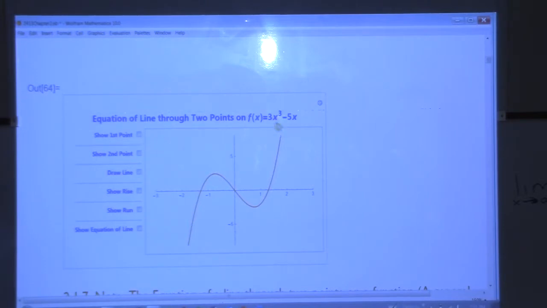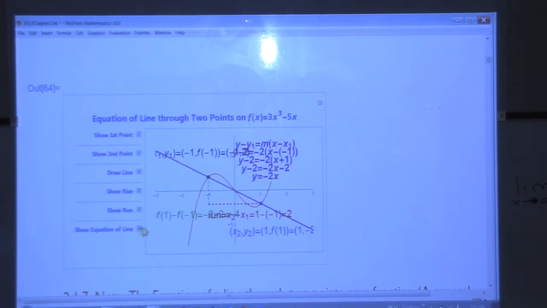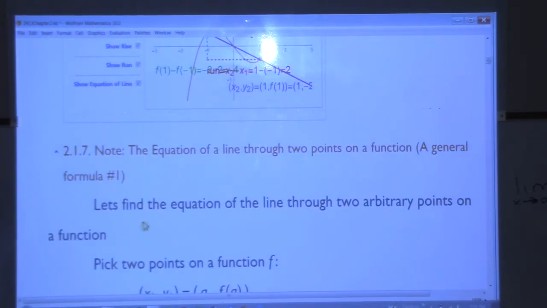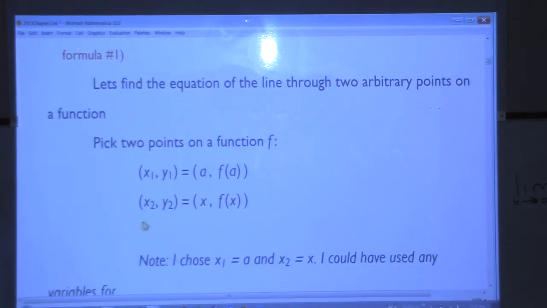So let's say we have this function here. See it right here? 3x cubed minus 5x. Here it is, a polynomial function. Let's say I go to some point right there. Then I grab a second point. And then I draw a line. And then I find the rise and the run. I should be able to come up with that equation, right? I'm not going to go through all those mechanics, because what we want is a general formula.